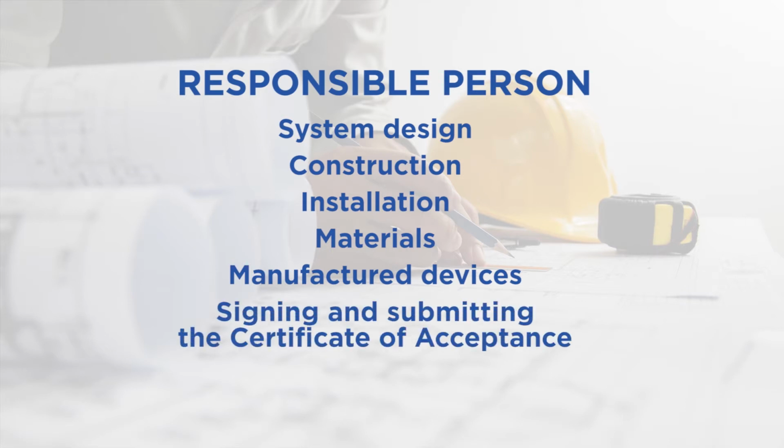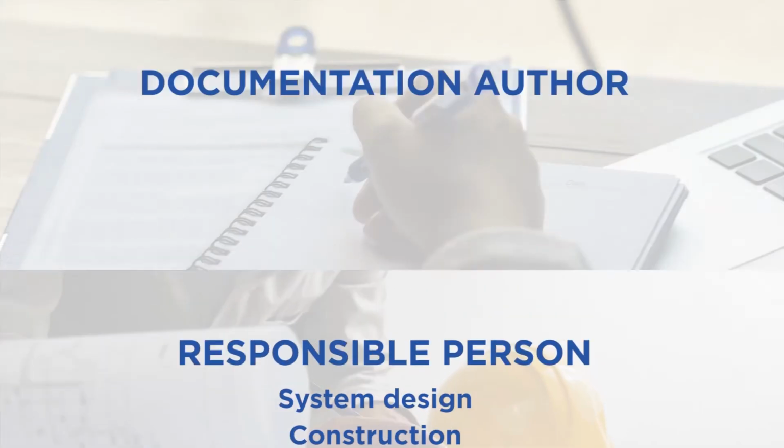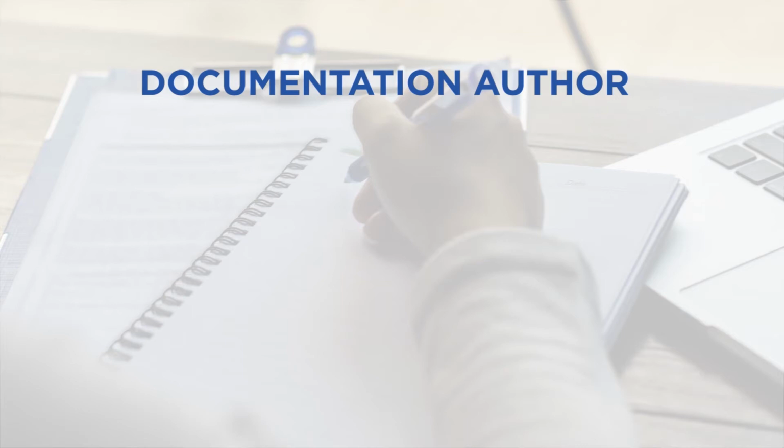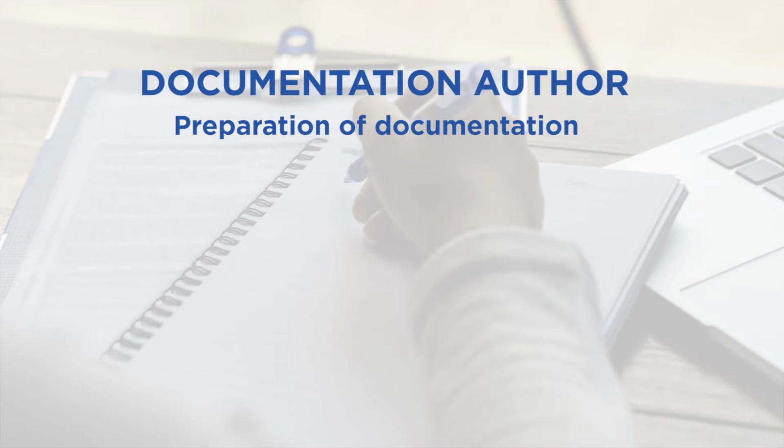The responsible person could be an architect, a professional engineer, or a licensed contractor. The responsible person could be the ATT as well, but that's not usually the case. The next person involved in this process is the documentation author. The documentation author is responsible for preparation of the documentation. Again, this could be the ATT, but often it's a separate person who handles filling out the forms using the ATT's test results and information.